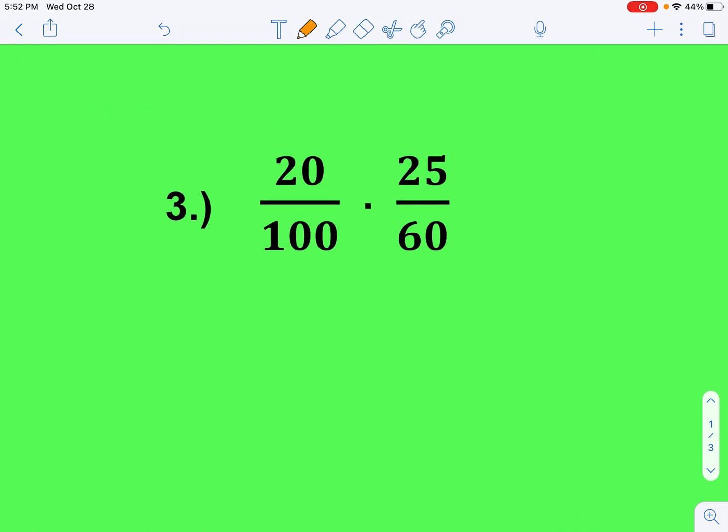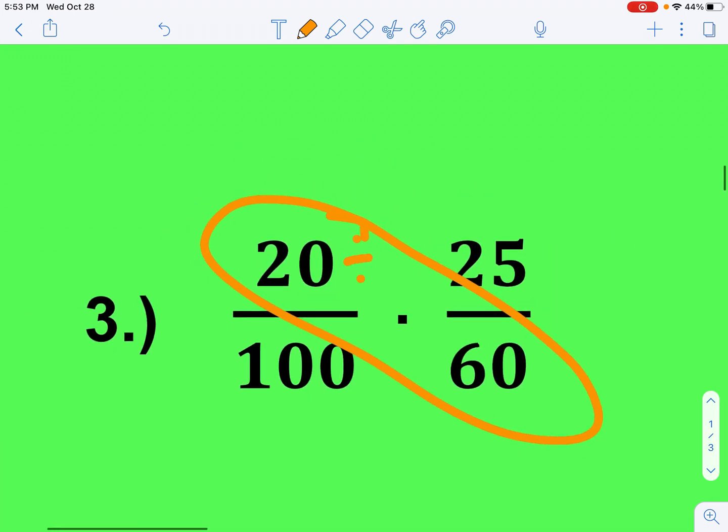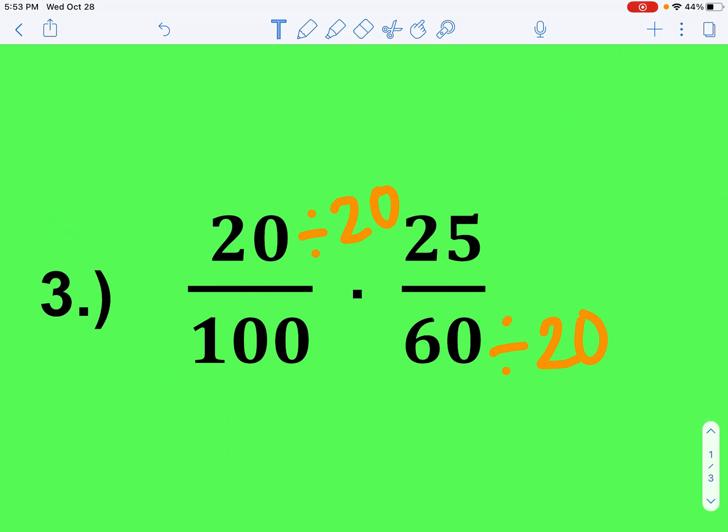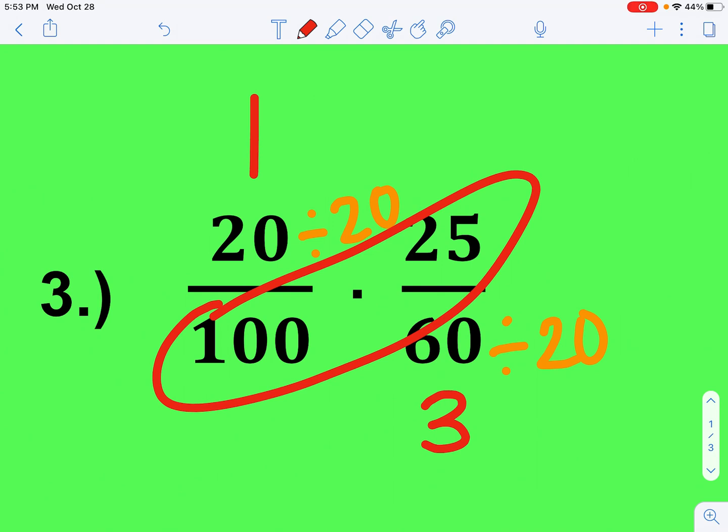20 over 100 times 25 over 60. So again, I like to simplify ahead of time. So let's look at 20 and 60. What number could I divide both of them by? Yeah, I could divide by 20. 20 divided by 20 gives me 1. 60 divided by 20 gives me 3.